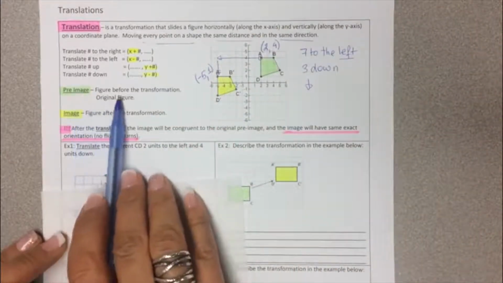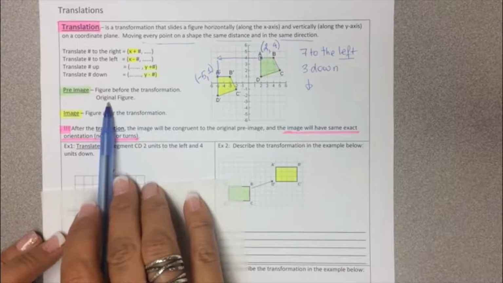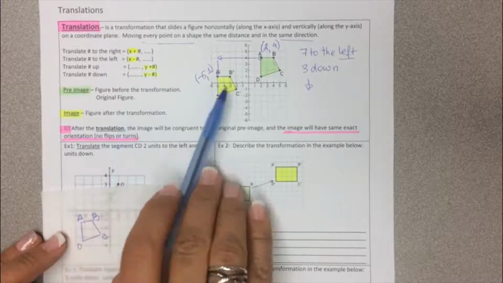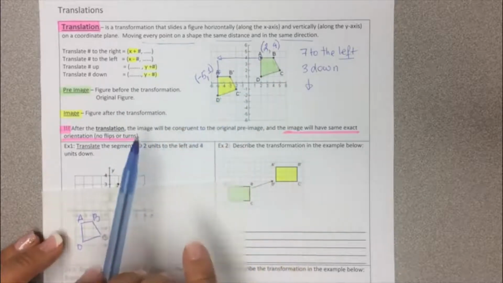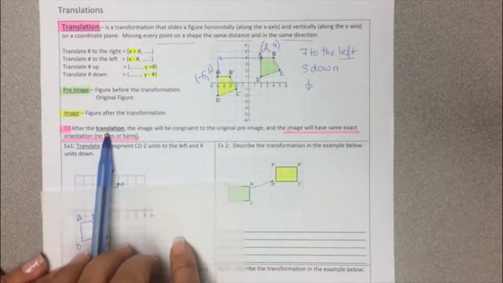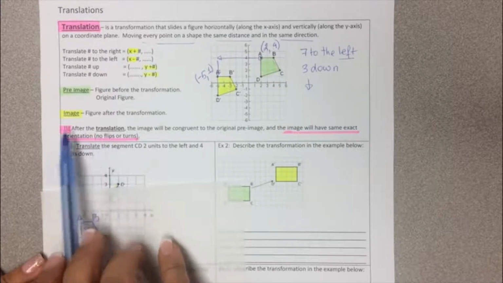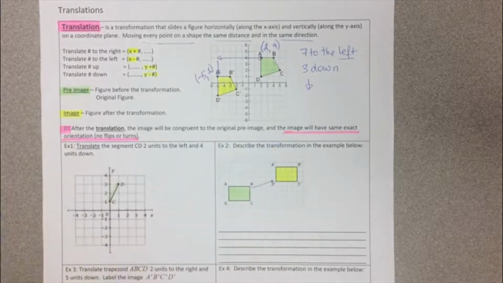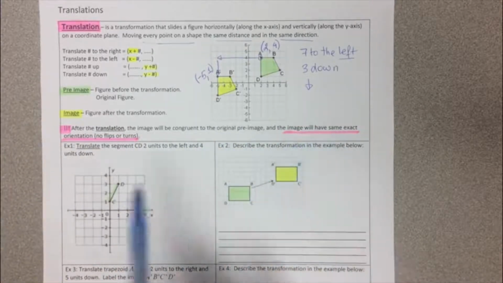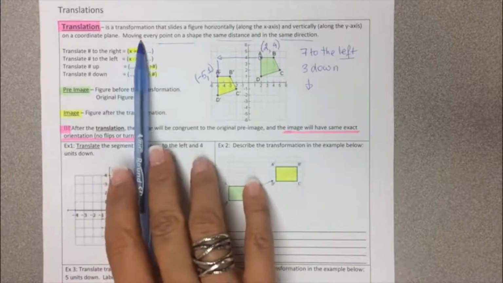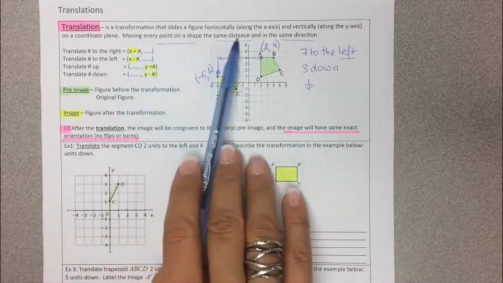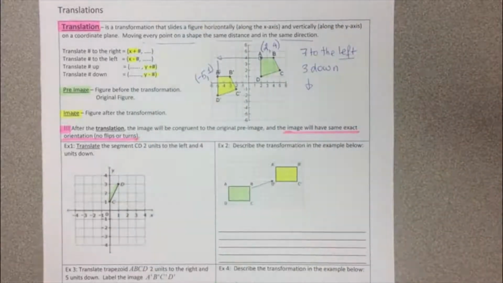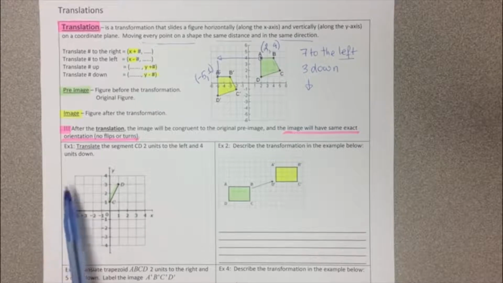Pre-image is the figure before the transformation, or original figure, and then the image is the figure after the transformation, so after our move. In translations, it is always important to make sure that the pre-image and image are congruent and have the same exact orientation. Why? Because every point of the shape has to go the same distance, in the same direction. So the direction of the shape will remain the same. Let's see a few examples.